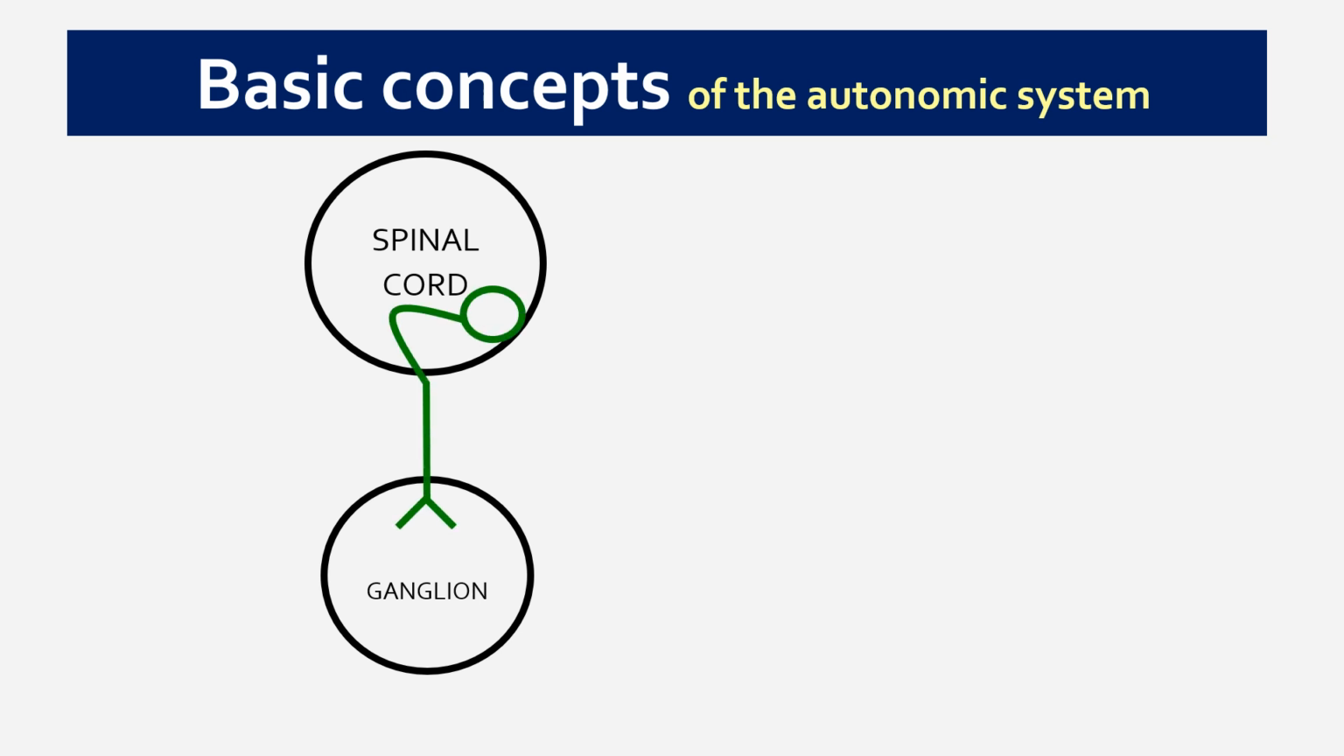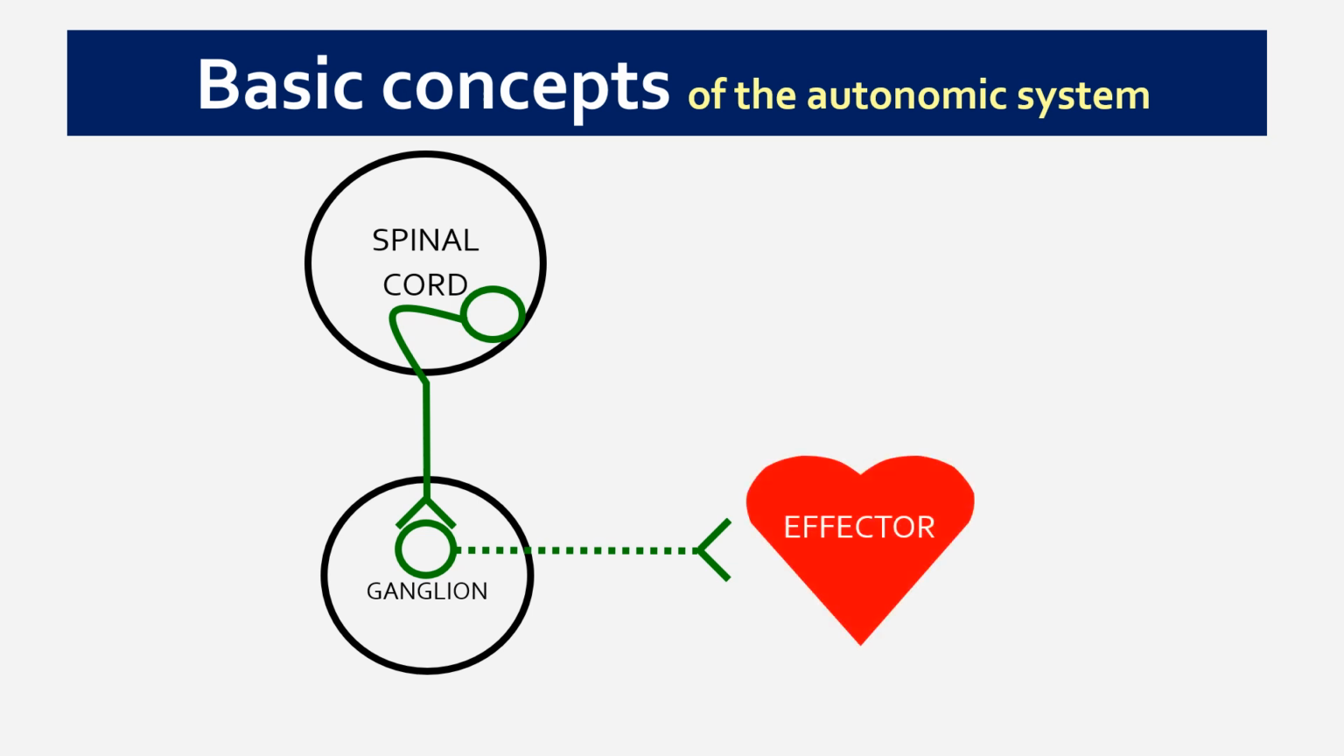What happens is we have neurons which leave the segment of the spinal cord and they synapse in these ganglia. Ganglia are simply collections of neuronal cell bodies located outside of the spinal cord, at least in the case of the autonomic system. Then we have a second set of neurons that leave the ganglia and go on to the effector organ, in this case the heart.